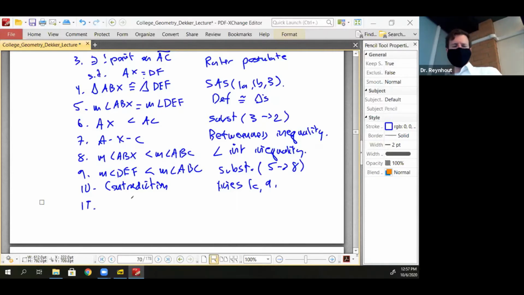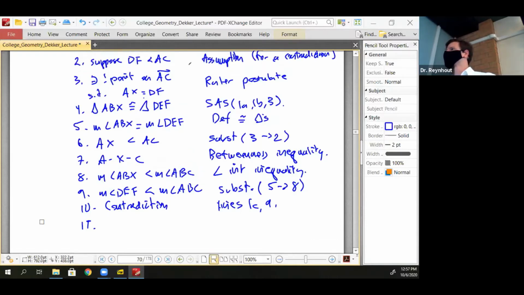Step 11. With the contradiction, when we assume that DF is less than AC, we go ahead and say that assumption was wrong, and so we conclude the opposite, that DF is greater than or equal to AC. But it's the exact same work to show that DF is less than or equal to AC. So we get the equality immediately, and we say that DF is equal to AC. That's line 2, where we assumed for a contradiction, and line 10, where we obtained the contradiction.